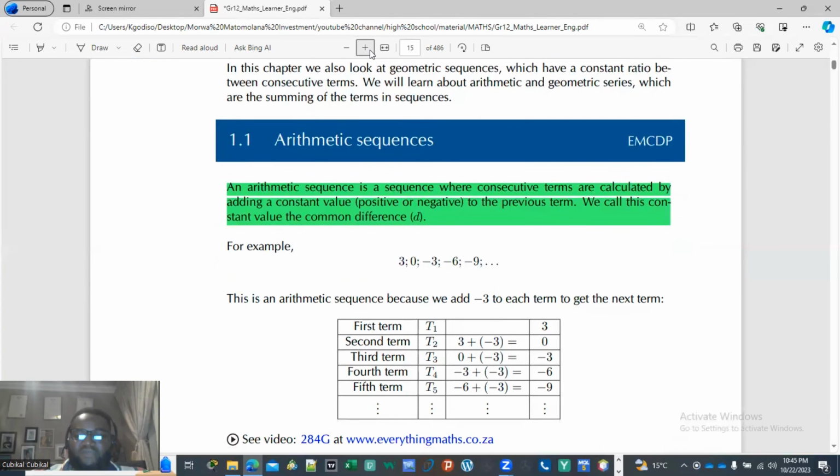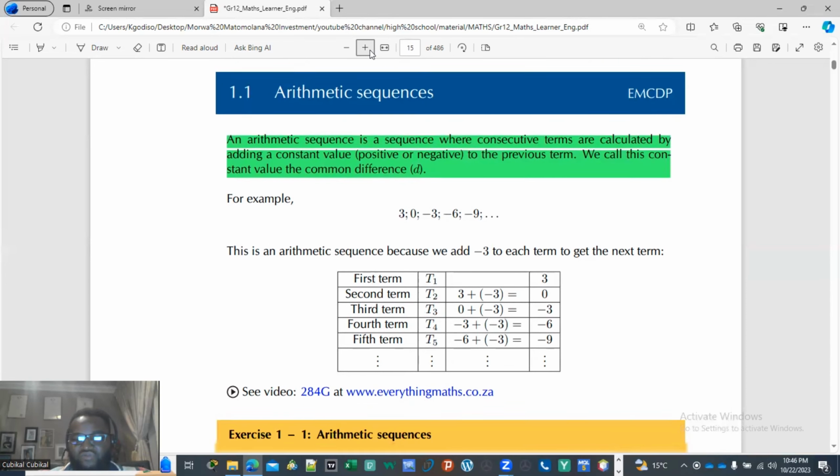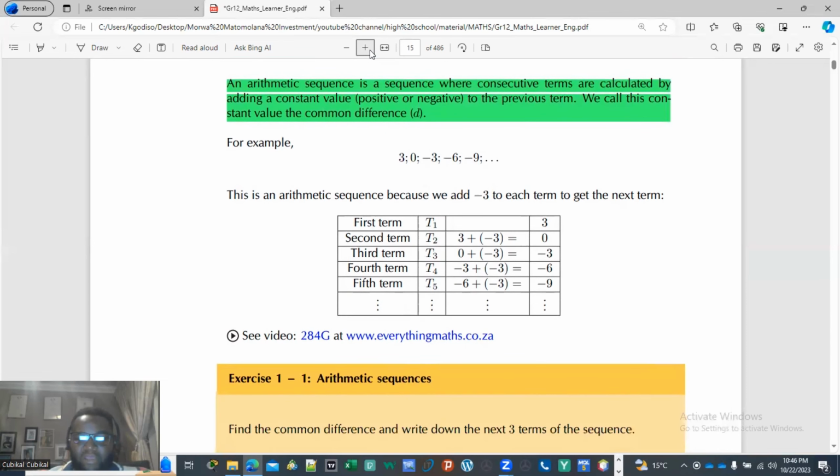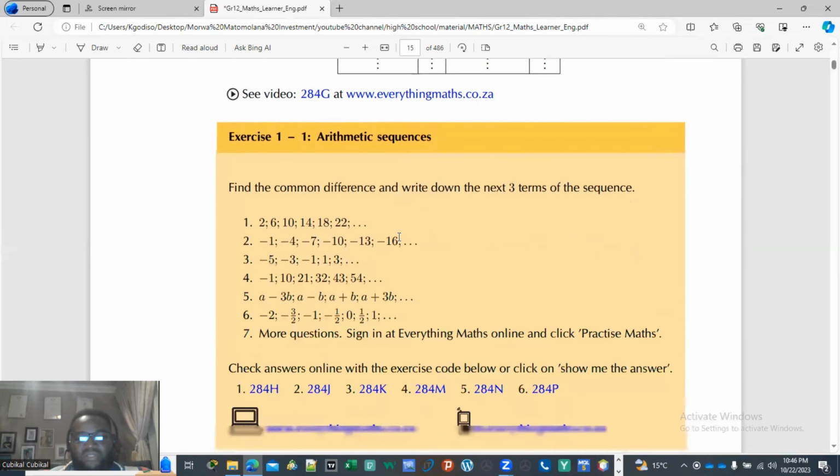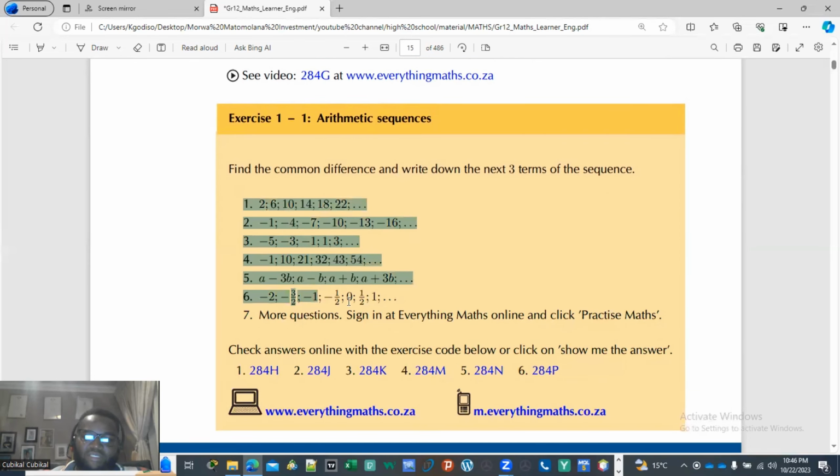So it says an arithmetic sequence is a sequence where consecutive terms are calculated by adding a constant value, positive or negative, to the previous term. We call this constant value the common difference, which is represented by a d. And then here we have an example where we're having a 3, a 0, a -3, a -6, and a -9. And this is an arithmetic sequence because we're adding -3 to each term in order for us to get the next term.